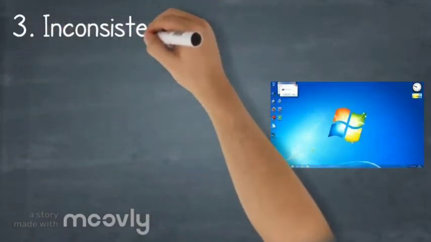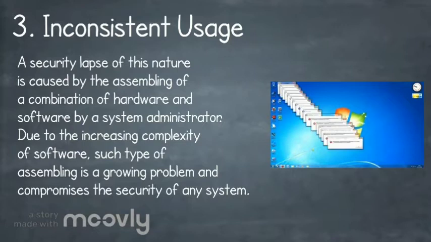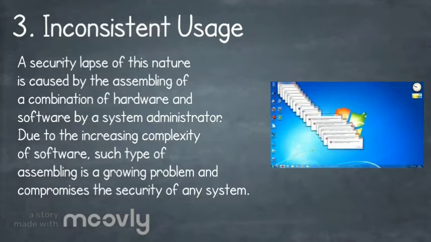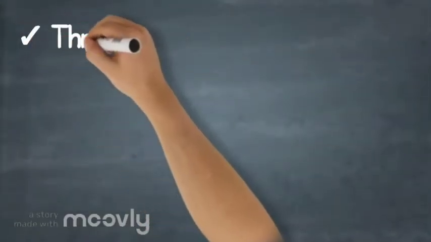Three, inconsistent usage. A security lapse of this nature is caused by the assembling of a combination of hardware and software by a system administrator. Due to the increasing complexity of software, such assembling is a growing problem and compromises the security of any system. Threats to clients.